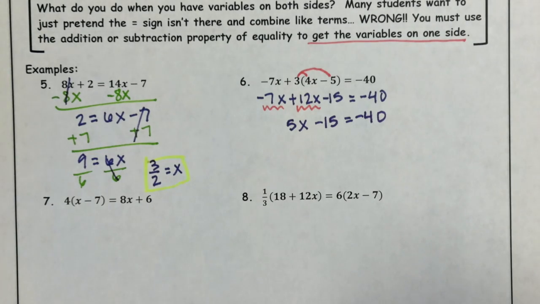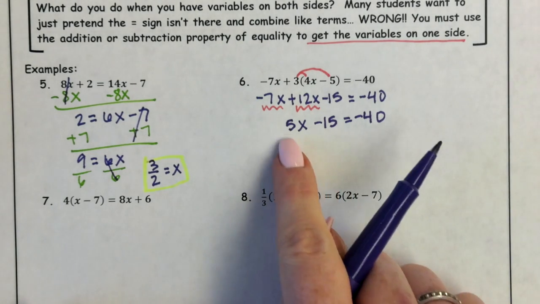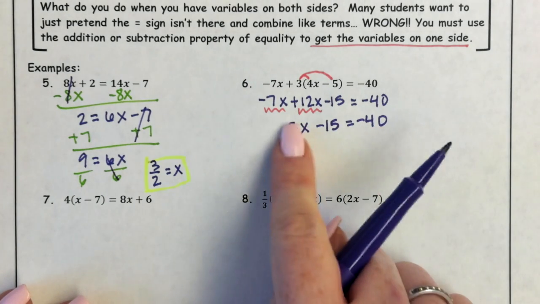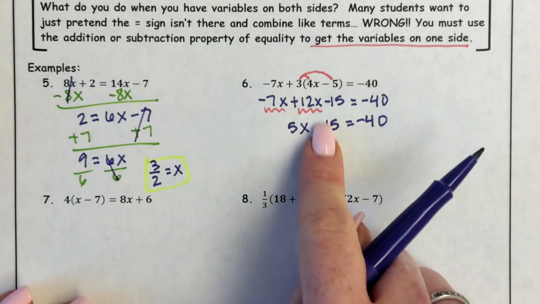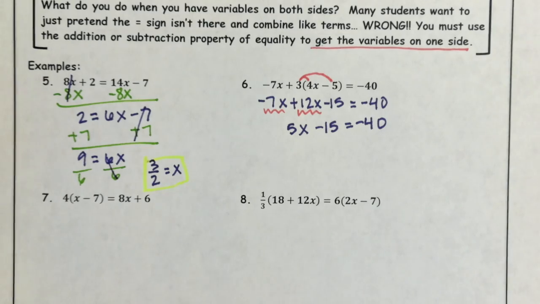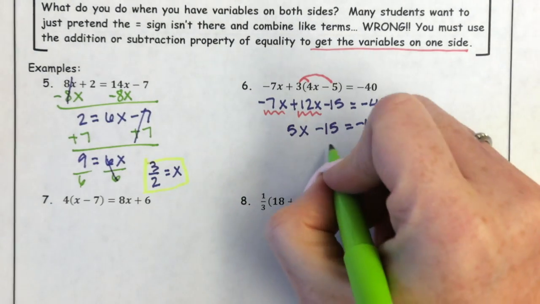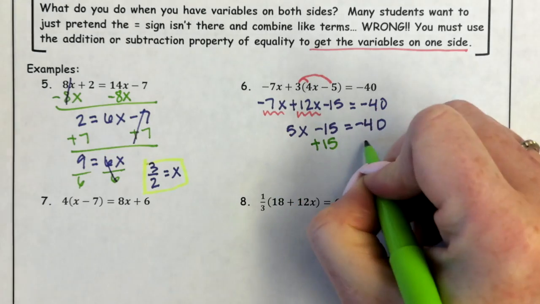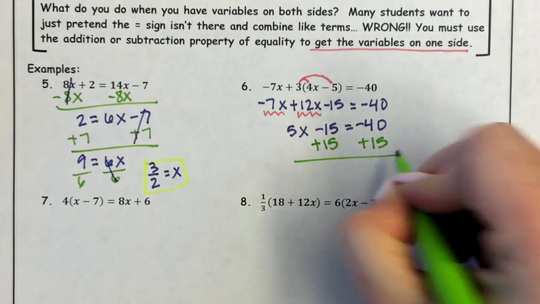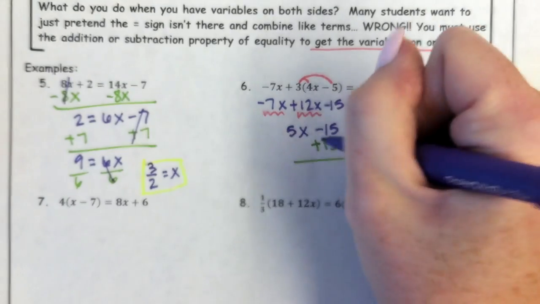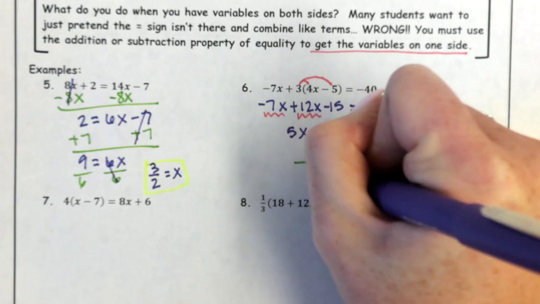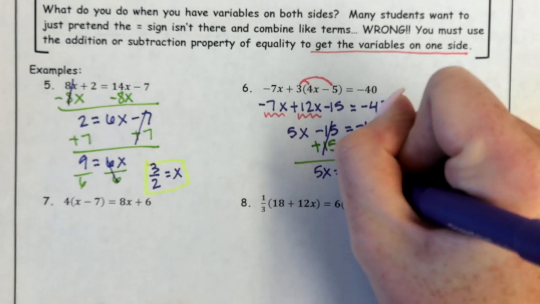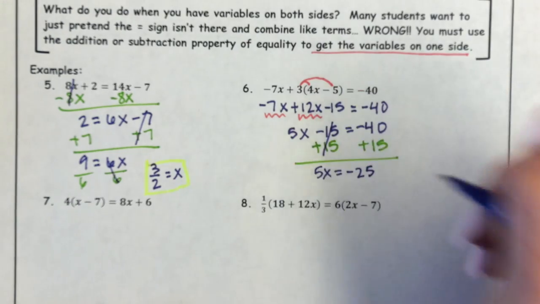Okay, now I'm ready to get my letters on one side, numbers to the other, isolate the terms. This is back to a two-step. My x's are all on this side, so I want to move this negative 15 over with the other number. So a negative 15 or a minus 15 moves underneath the equal sign by adding it. Add 15 to both sides. That cancels, and I have 5x equals negative 40 plus 15 is a negative 25.